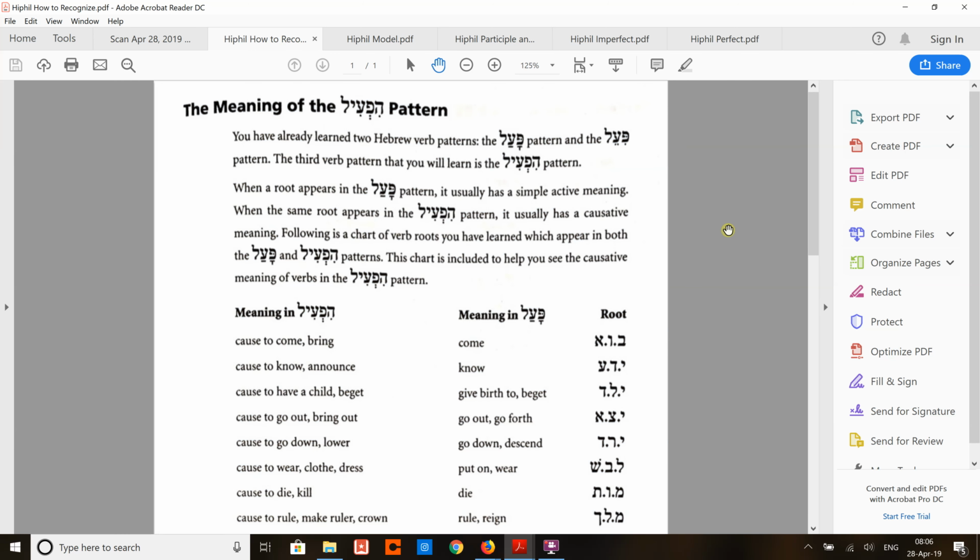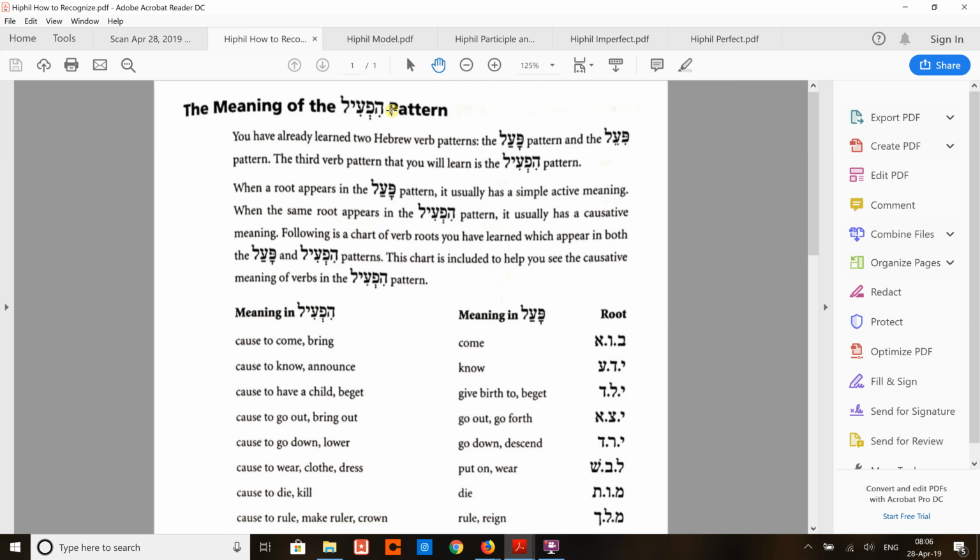Okay, we just finished looking at the P-ale. Now we're going to take the next step and look at a new stem called the hif-eel. The hif-eel is going to present a new set of challenges for this reason. The P-ale only changes vowels, right? It isn't adding tons of consonants that you need to memorize, but the hif-eel will actually add some consonants to its form, and you hear that a bit even in the paradigm word hif-eel, right? If you look at the word hif-eel, you see the three root letters, pei, ayin, lamed, but then you have this hey there.